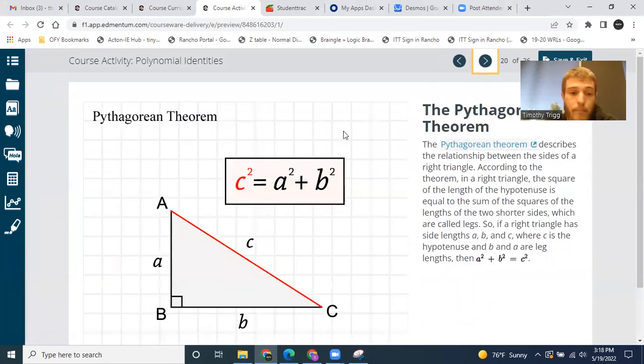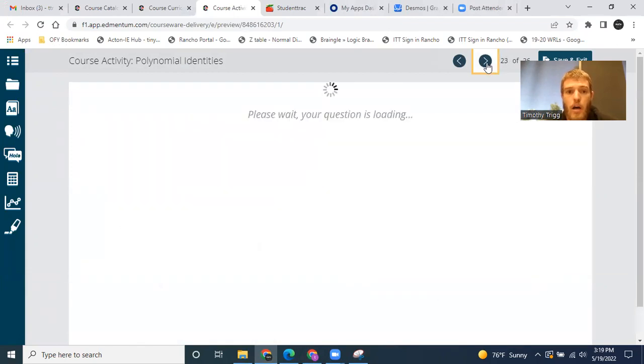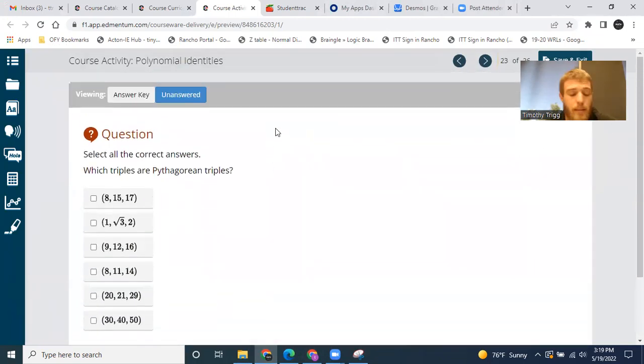Now I hope you know this formula here, the Pythagorean theorem. If you haven't seen this before, I'd be very surprised. A squared plus b squared equals c squared. We're going to learn some more patterns about this particular theorem, but ideally you know it already. So we're going to move along, and when we get to page 23, we're going to stop right there.